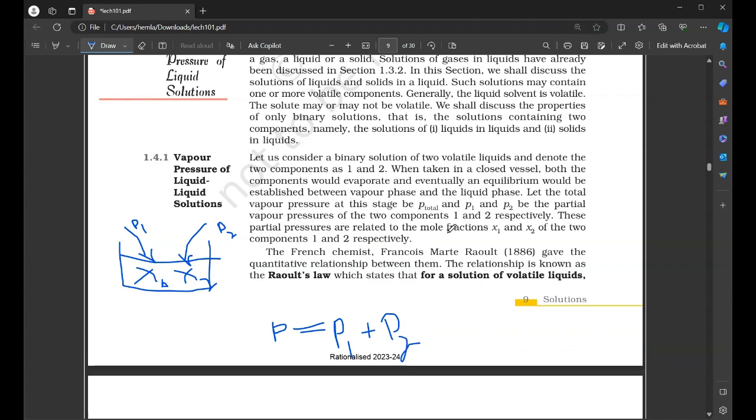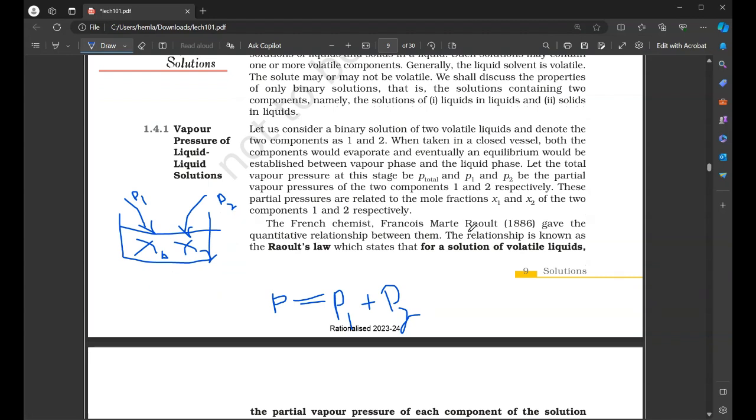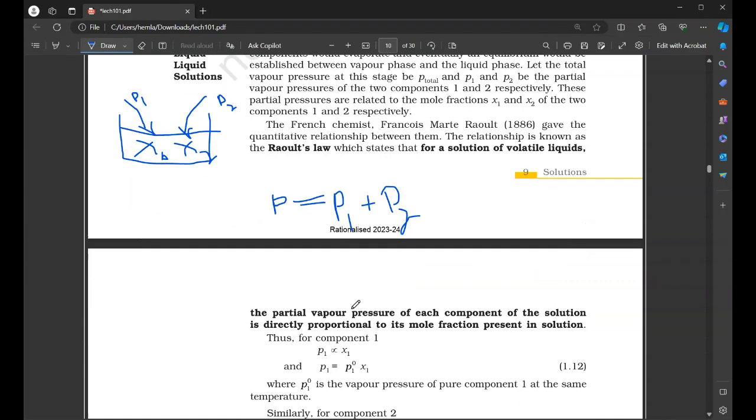These partial pressures are related to mole fractions x1 and x2 of those components 1 and 2 respectively. The French chemist Francois Marie Raoult, 1886, gave the quantitative relationship between them. The relationship is known as Raoult's law, which states that for a solution of volatile liquids, the partial vapor pressure of each component of the solution is directly proportional to its mole fraction present in the solution.